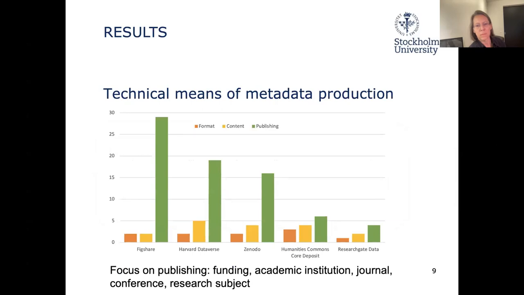Also, when it comes to the technical means for metadata production on a system level, what they all share is a focus on publishing, concentrating on scholarly publications rather than sharing data for reuse. When counting the metadata categories, publishing, we found more than 4 times as many as the categories in the two other metadata types together. The interfaces are those primarily designed to collect metadata that is important for understanding the position of the data within the metrics of the research world, collecting publication metrics such as funding, academic institution, journal, conference, research subject, and so on.